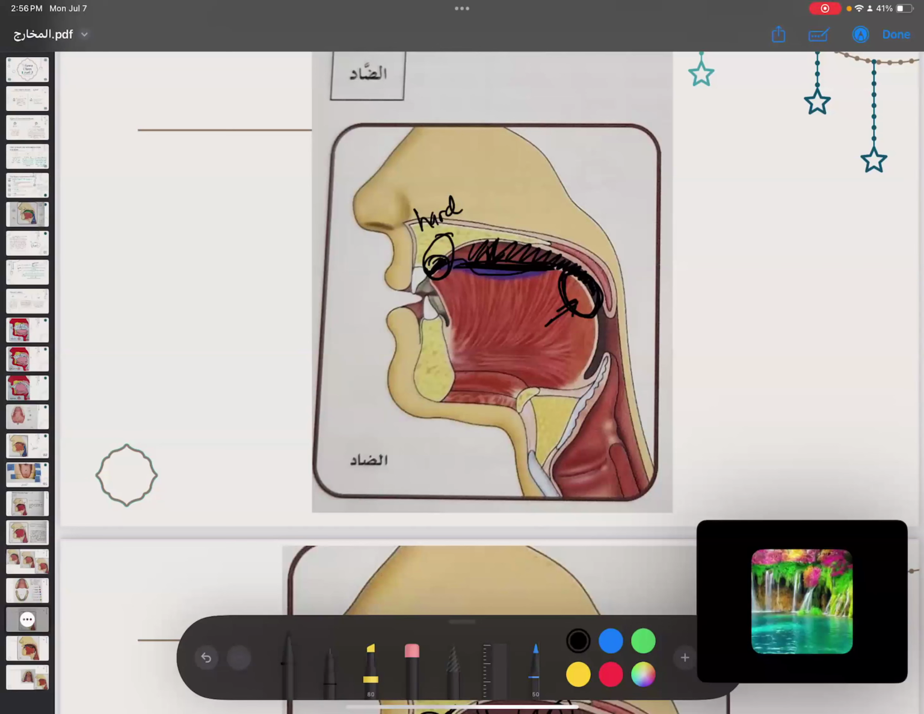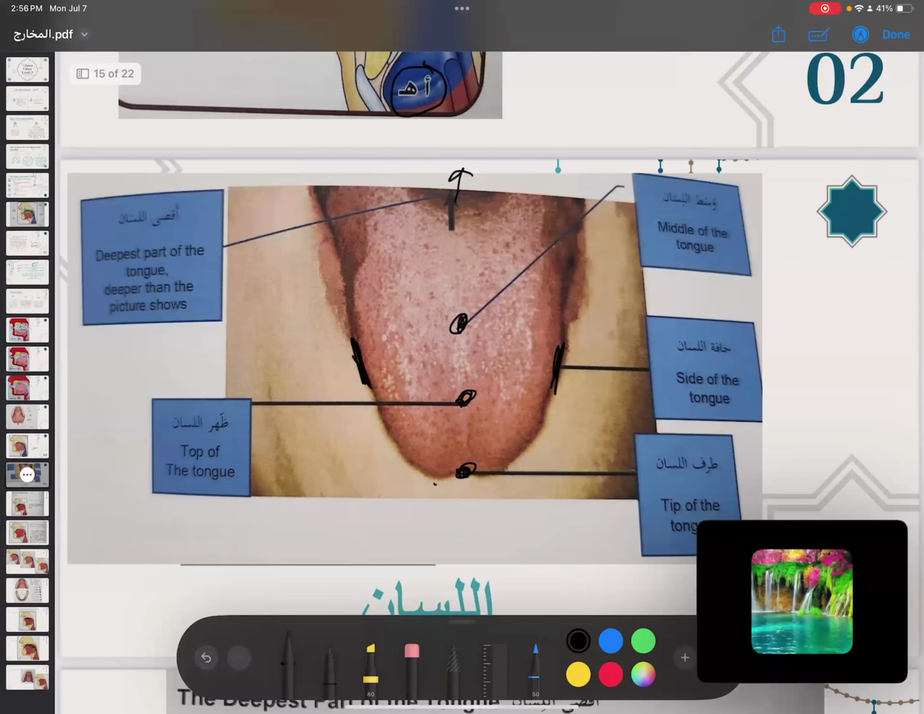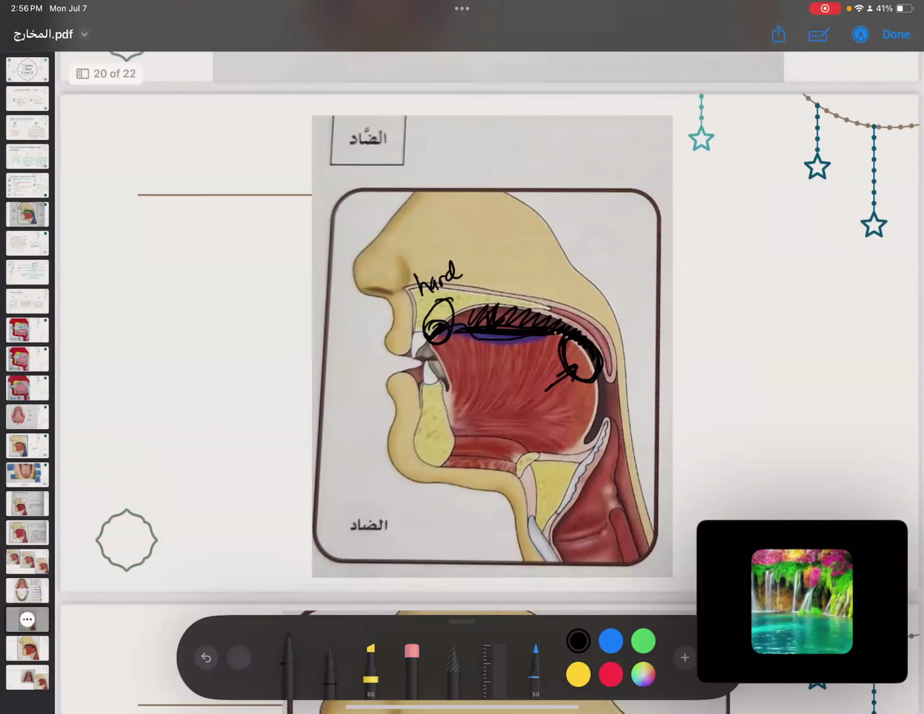But the sides of the tongue, يعني حافة اللسان, do almost touch the teeth on the side. When you say the letter la yourself, you can feel the sides of your tongue touching the teeth. La. It almost touches the teeth on the sides, but the back of the tongue does not. Okay. Thank you, Miss. You're welcome.